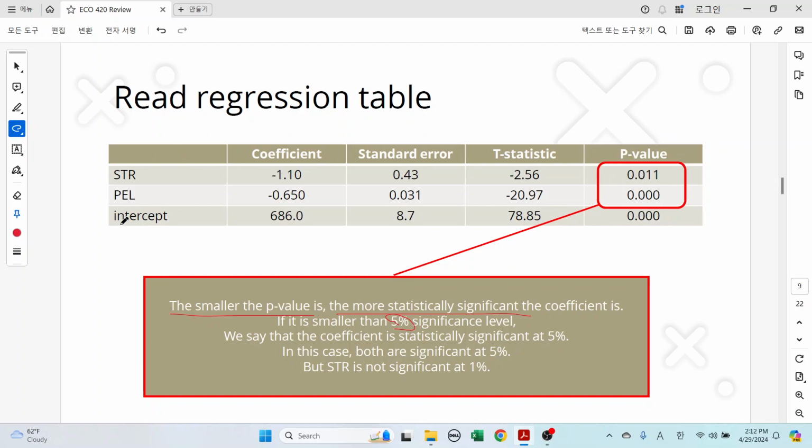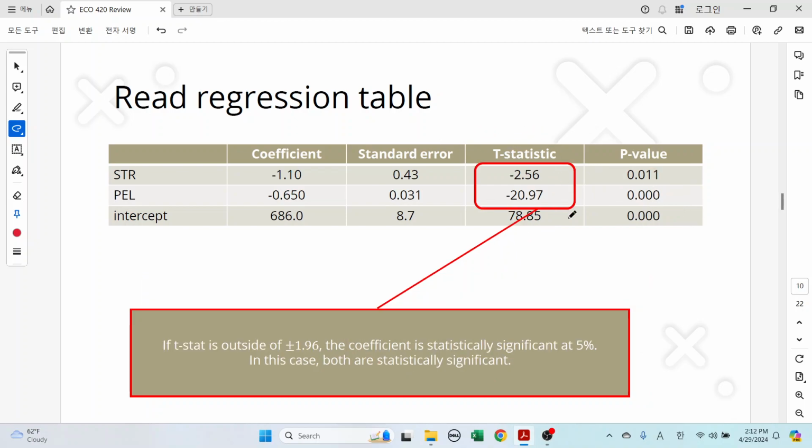In this example, there are two variables. The intercept is usually not considered an important part. So if you think about these two variables, both are smaller than 5%. This is like 1.1%. This is 0%. So both are small enough to say they are statistically significant at 5%. But for the student to teacher ratio, the p-value is 1.1%, which is greater than 1%, so you say it is not significant at 1%. That's how you interpret statistical significance based on the p-value.